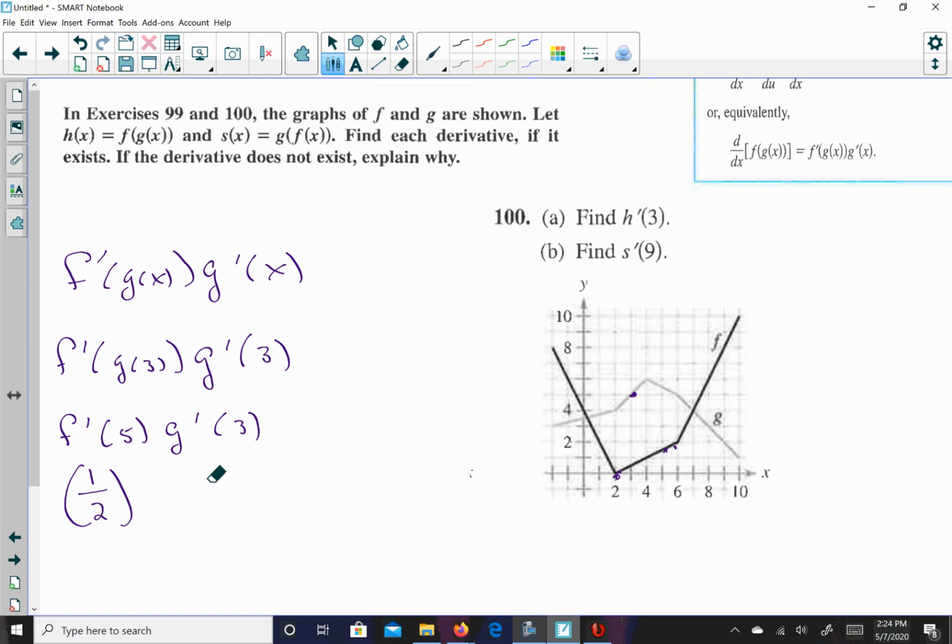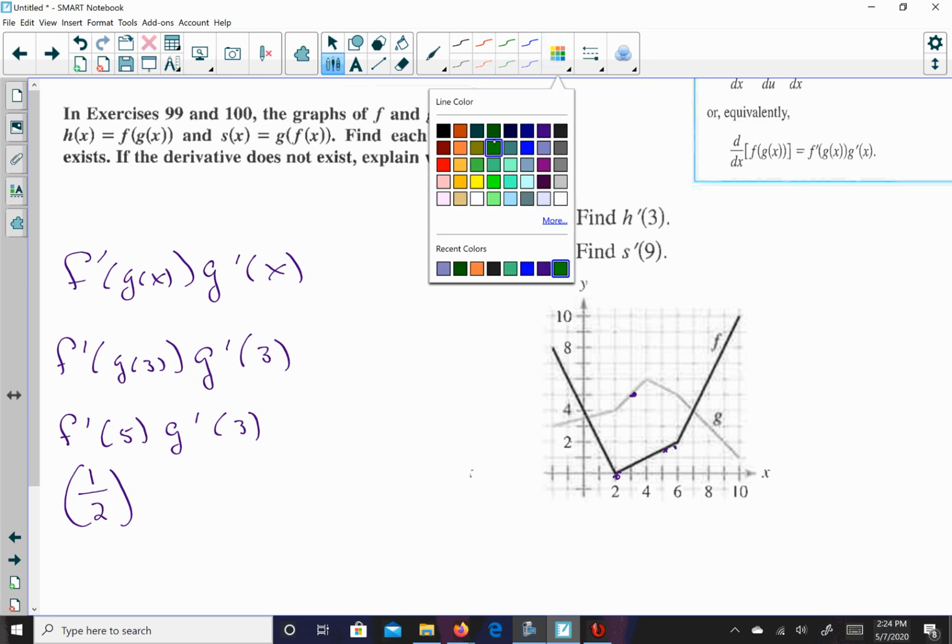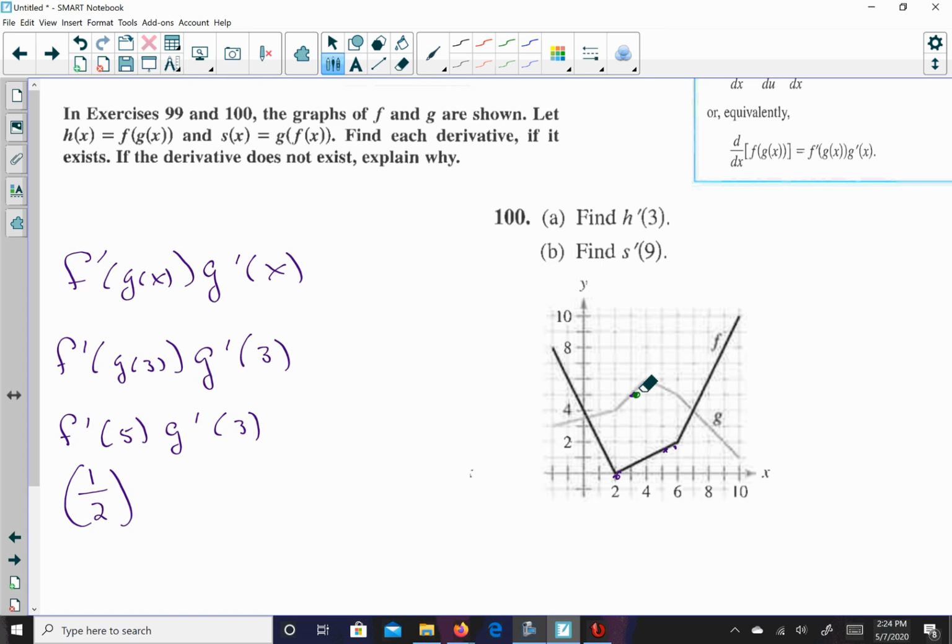Then to find g of 3. So now I'm looking at 3. Let's switch colors here. So 3, I'm looking at 3, which is here. And I want the derivative of f. Oh no, g. I want g of 3. So I want the derivative at this point. So I'm going to go up 1, 2 over 1, 2. So my slope is 1. So when I multiply 1/2 times 1, I get 1/2. So that's my answer for the derivative of h at 3. So that's all the work for that one.